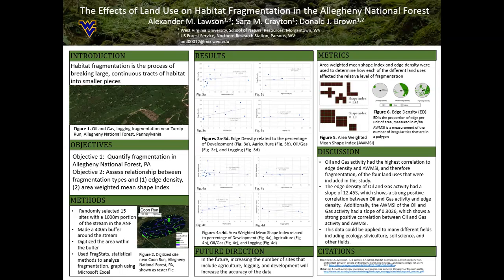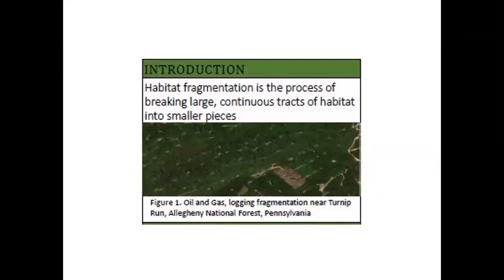The objectives for this project were to quantify fragmentation in the Allegheny National Forest and to analyze the source of fragmentation to determine which land use causes the most fragmentation. Habitat fragmentation is a process by which continuous tracts of land are broken up into smaller tracts of land by human activity, such as shown in Figure 1. Figure 1 shows oil and gas related fragmentation near Turnip Run in the Allegheny National Forest, Pennsylvania.